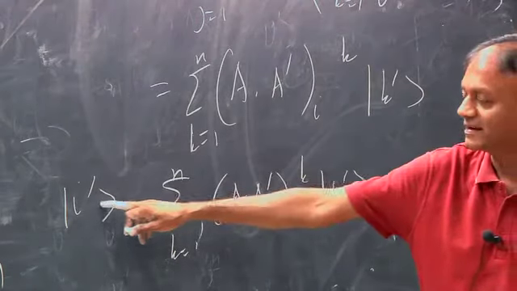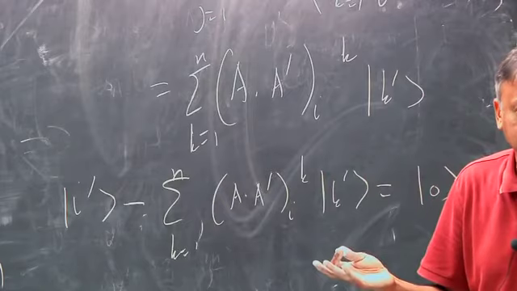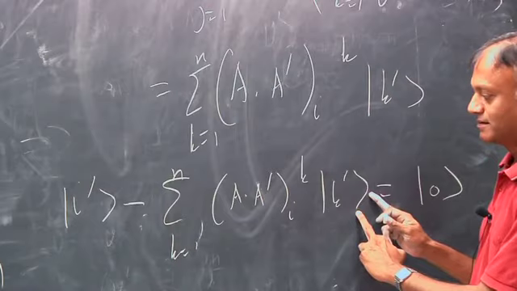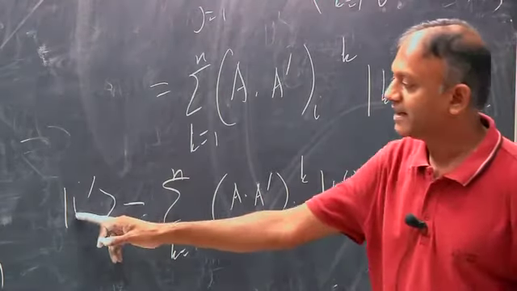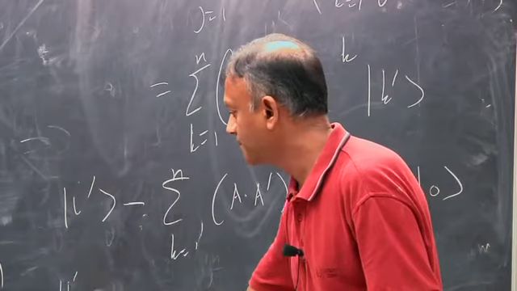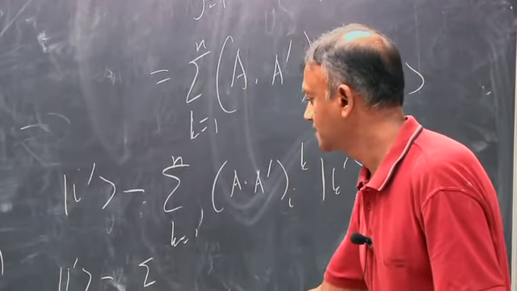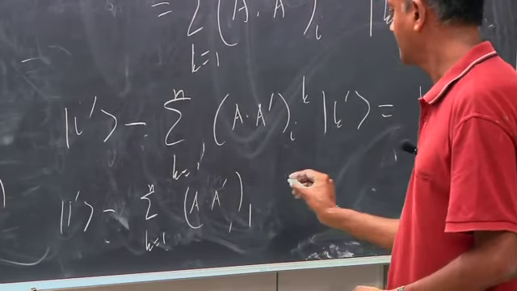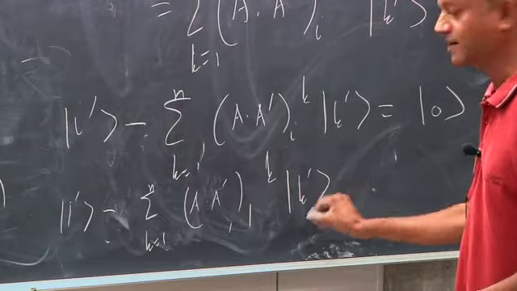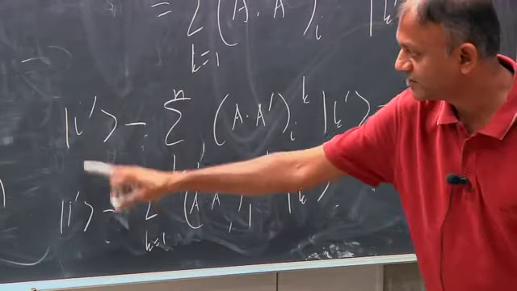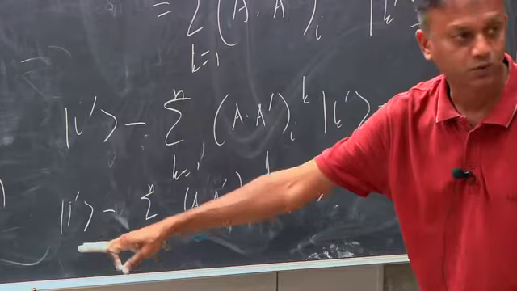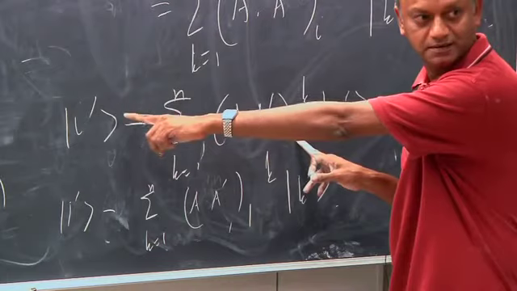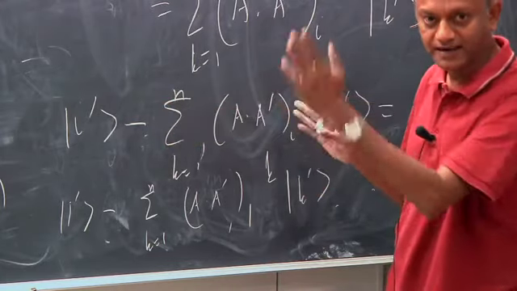But now these are linearly independent. I mean, all these I primes are linearly independent. That means that in this sum, okay, let's see. Suppose I take I prime equal to 1. So what do we get? 1 prime minus the sum over k equal to 1 to n of A times A prime 1k, k prime. This is true for each of them. For 1 prime, similarly there will be another equation for 2 prime and so on. There are n equations here because I is a free index. This is true for every I, so there are n equations.